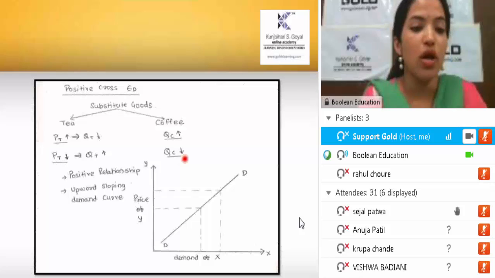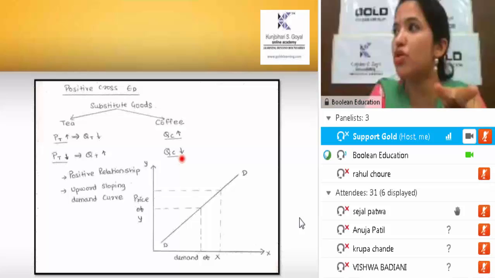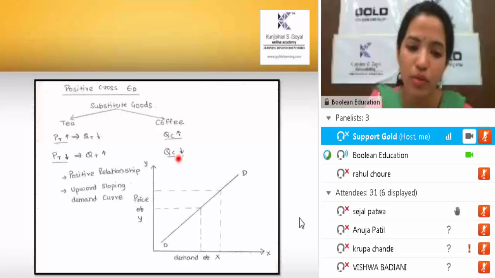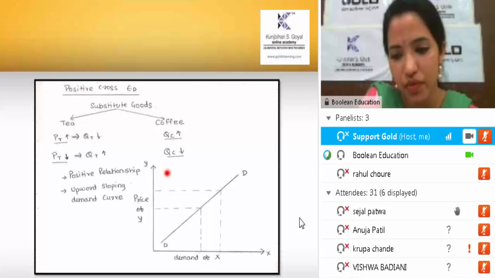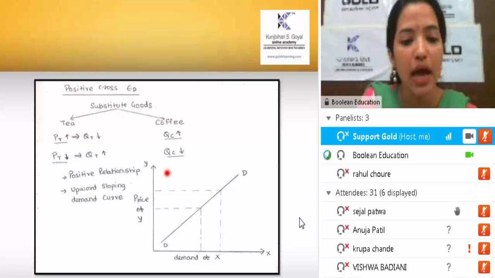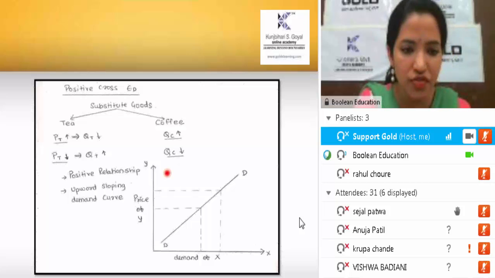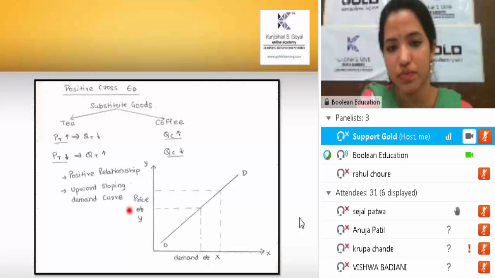So positive cross elasticity किसमें होती है? Whenever commodities are substitutes of each other, they enjoy positive cross elasticity of demand. You can see the diagram. It is a positive, that is upward sloping demand curve. On y-axis we have price of commodity Y, and on x-axis we have demand of commodity X. Meaning यहाँ पे हमने price of tea लिया है और यहाँ पे हमने quantity of coffee लिया है, right?